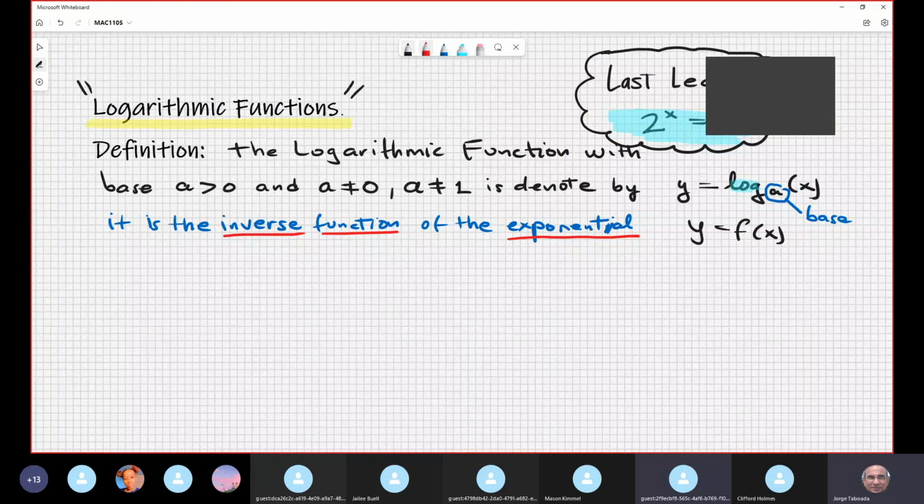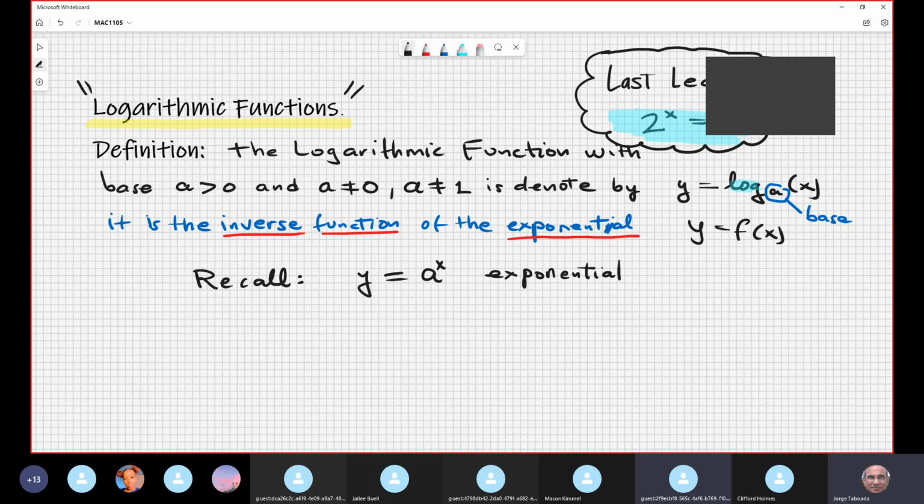Okay, let me try to explain more clearly. I recall the exponential function. The exponential function is y equals a to the x. Remember, the independent variable is the exponent. This is the exponential that we studied last class.